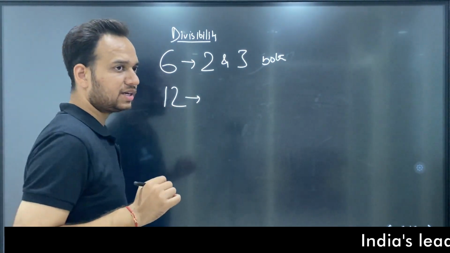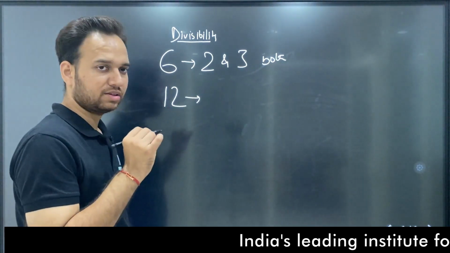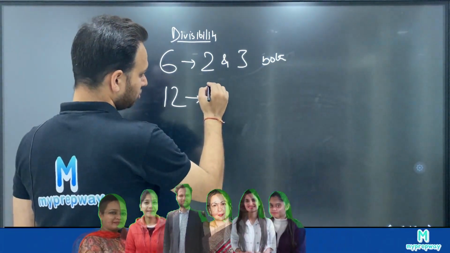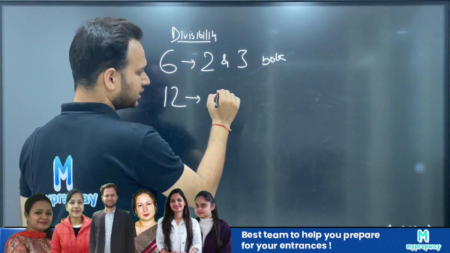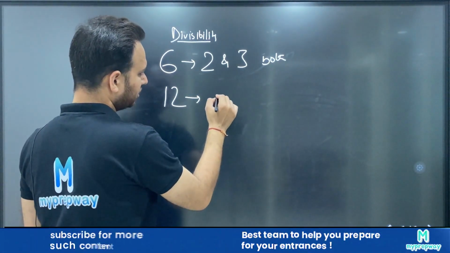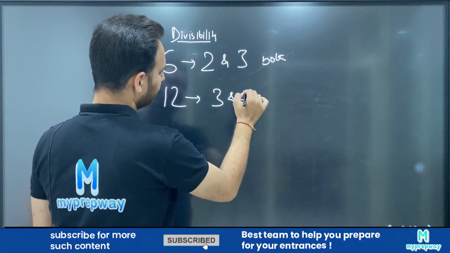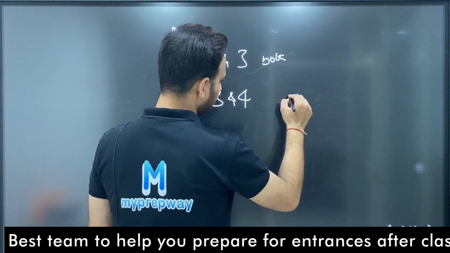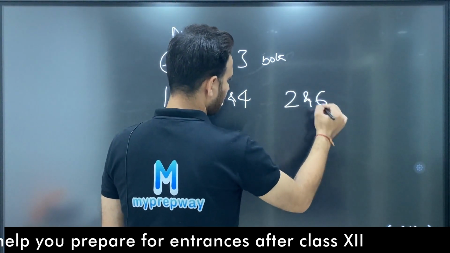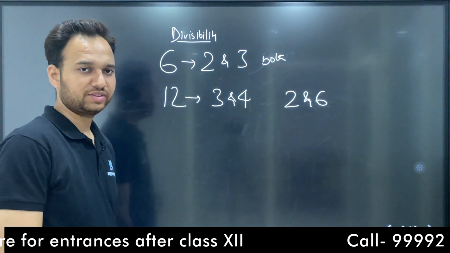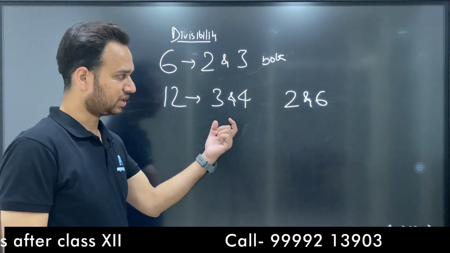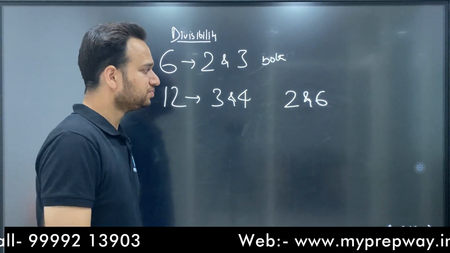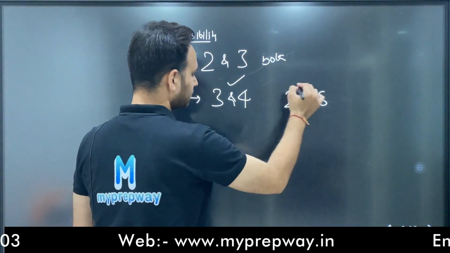So here's the point which has chances of making mistakes. For 12, we sometimes say that the number which is divisible by 3 and 4 is divisible by 12, and we sometimes say that the number which is divisible by 2 and 6 is divisible by 12, right? Now one of these is wrong, one of these is right. I hope you have guessed by now which is correct and which is wrong.